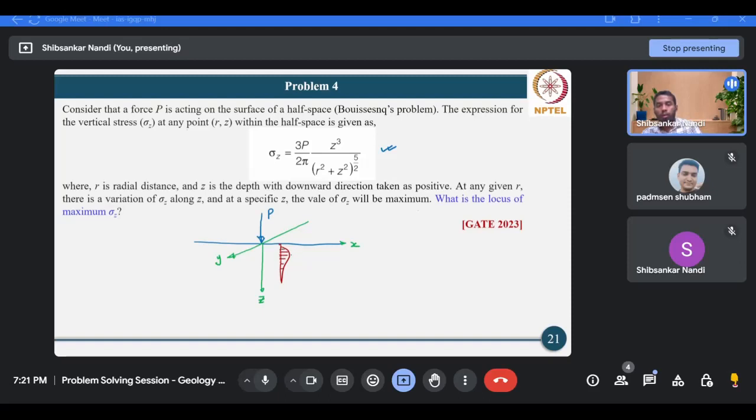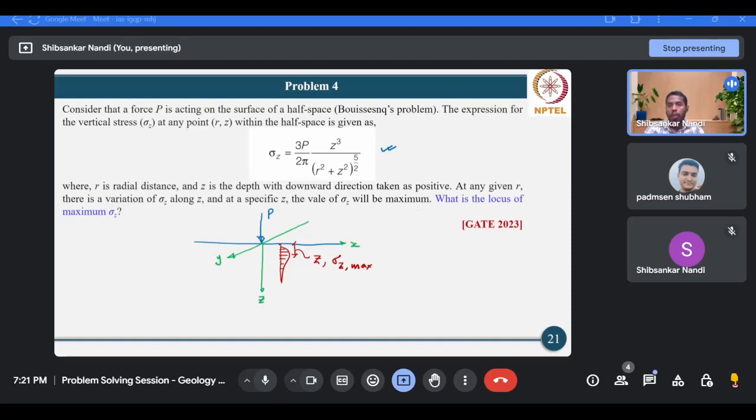Now for this distribution, as you can see, for this Z, your sigma Z is maximum. Now in this fashion, if you shift to a different vertical plane where R is having a different value, you will be having a different distribution of sigma Z, and for a particular value of Z, you will be having the maximum sigma Z.